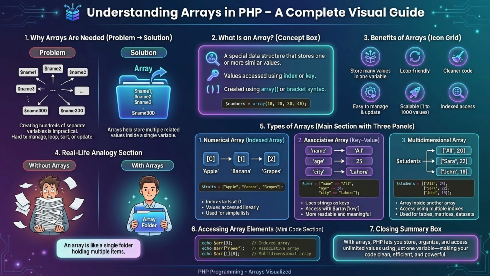In the second section, we learn what an array actually is. An array is a data structure that stores multiple values under one variable name. These values are accessed using an index or a key, making it flexible for various use cases. Arrays can be created using the array function or the modern bracket syntax. For example, $numbers equals array of 10, 20, 30, 40, stores 4 numeric values in one container. This ability to hold multiple items in a single variable makes arrays essential for every PHP program.